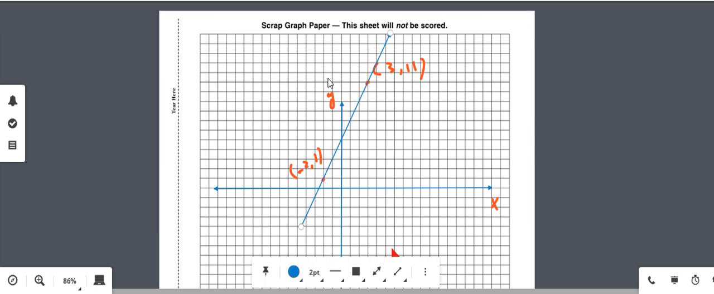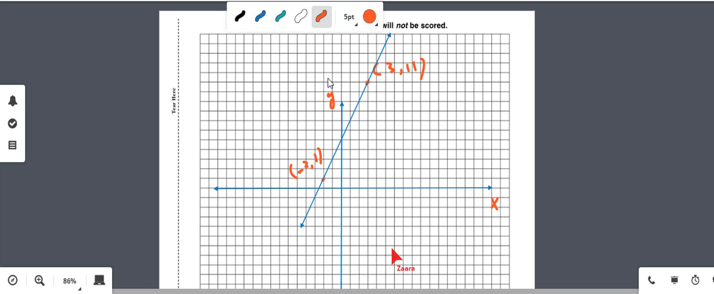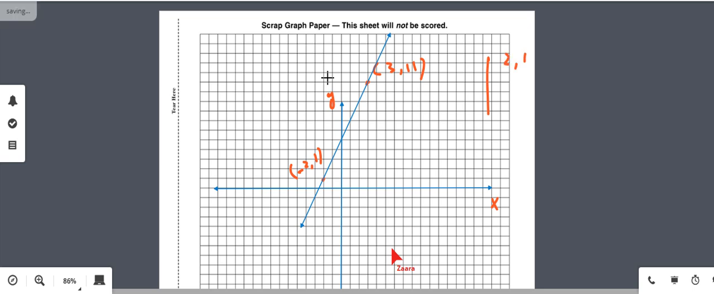Okay. Now let me write the other given points. The other points that we have to check are the points (2, 1), (2, 6), (2, 4), and (2, 9). Okay. So let's check it.